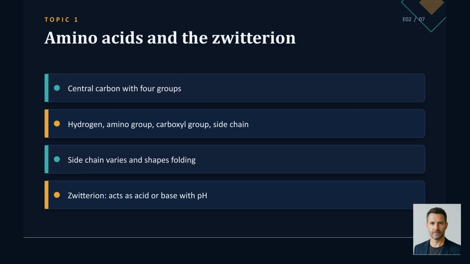Now here is something clever. Because an amino acid carries both an acidic group and a basic group, it can exist as a zwitterion, a form that can act as both an acid and a base depending on the pH around it. It can donate or receive protons, so its charge shifts as the pH changes. Hold that pH sensitivity in mind, it returns later.